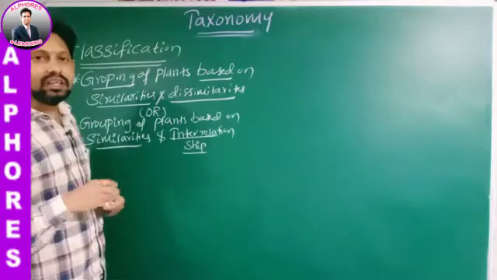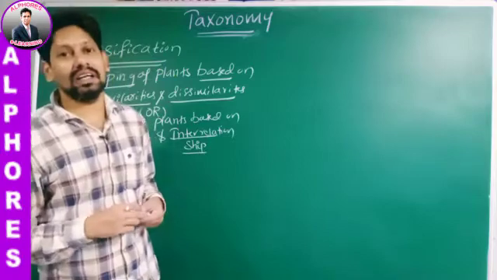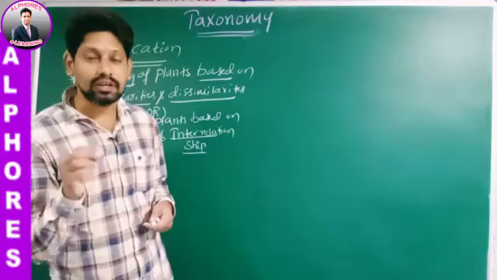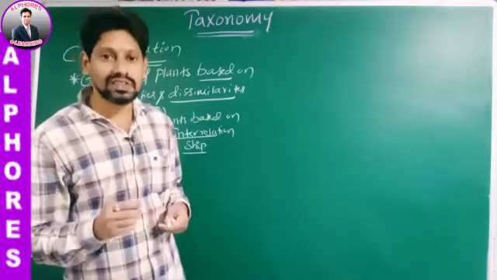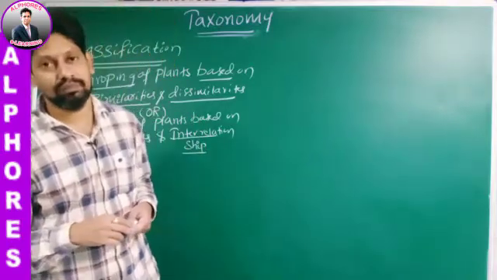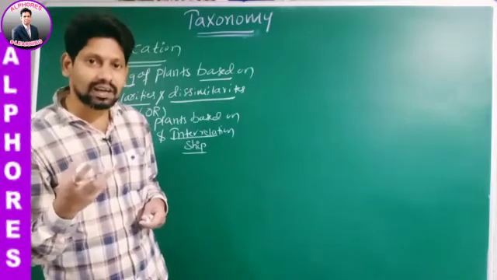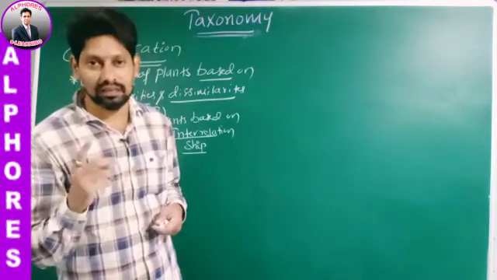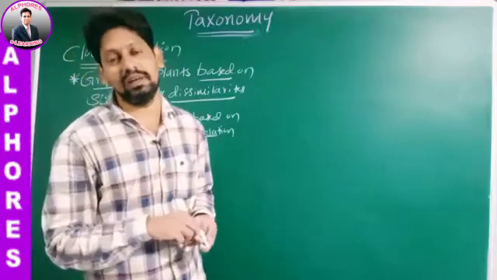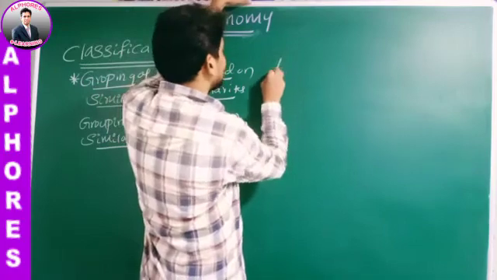In earlier days, how were organisms classified? In earlier days, organisms were classified based on, number 1, economic uses, and number 2, gross structural resemblance. So first we are discussing earlier classifications.